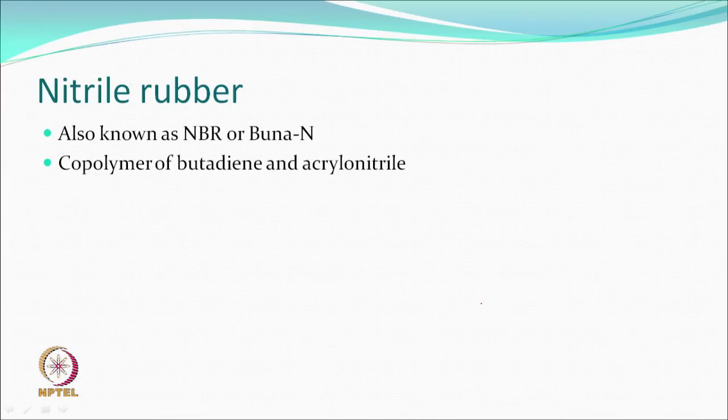Another interesting elastomer which can be coated onto textiles is nitrile rubber. Nitrile rubber, also sometimes known as NBR, and Buna N, is made from the monomers acrylonitrile and butadiene.